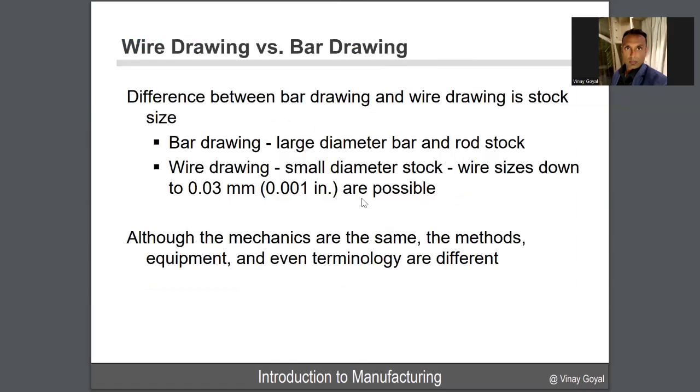So what's the difference between wire drawing and bar drawing? The difference between bar drawing and wire drawing is stock size. The bar drawing is a large diameter bar and rod stock, while the wire drawing is a small diameter stock. Looking at 0.01 inch is even possible with these approaches. You can get very small wires. Although the mechanics are the same, the methods are different.